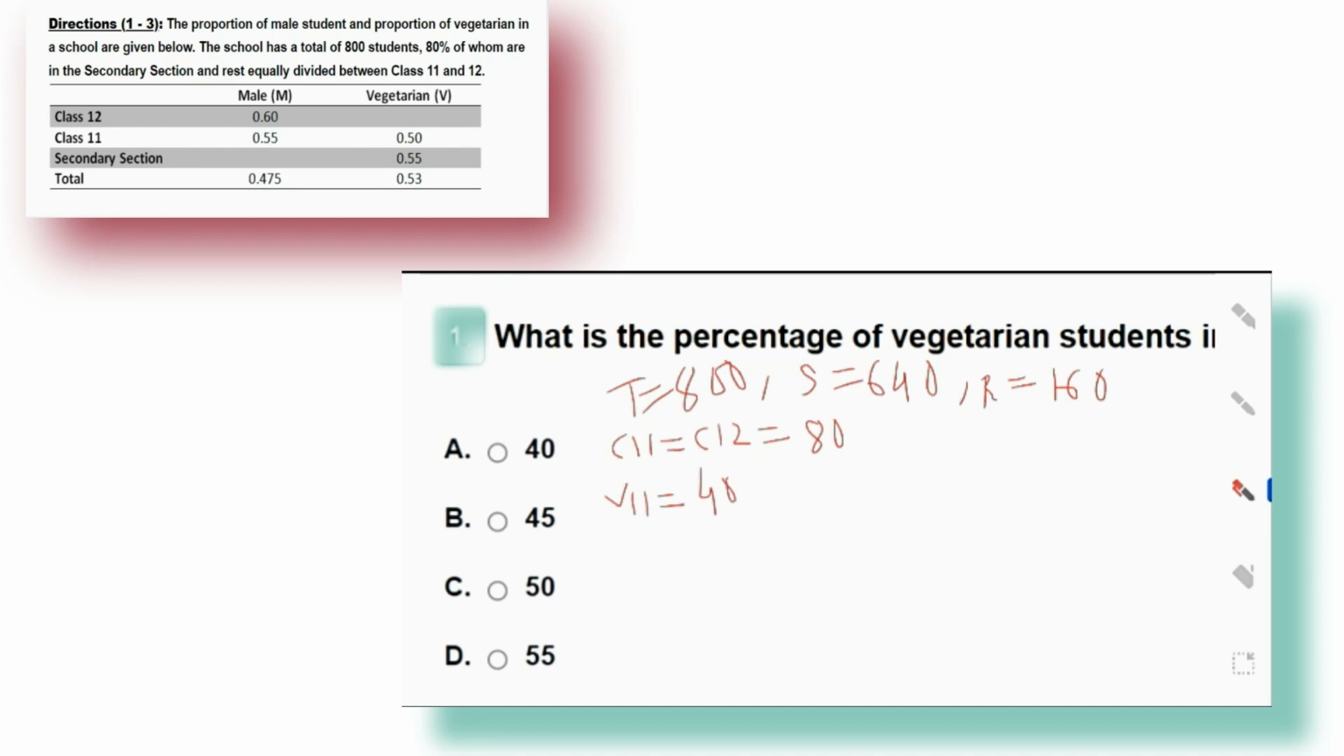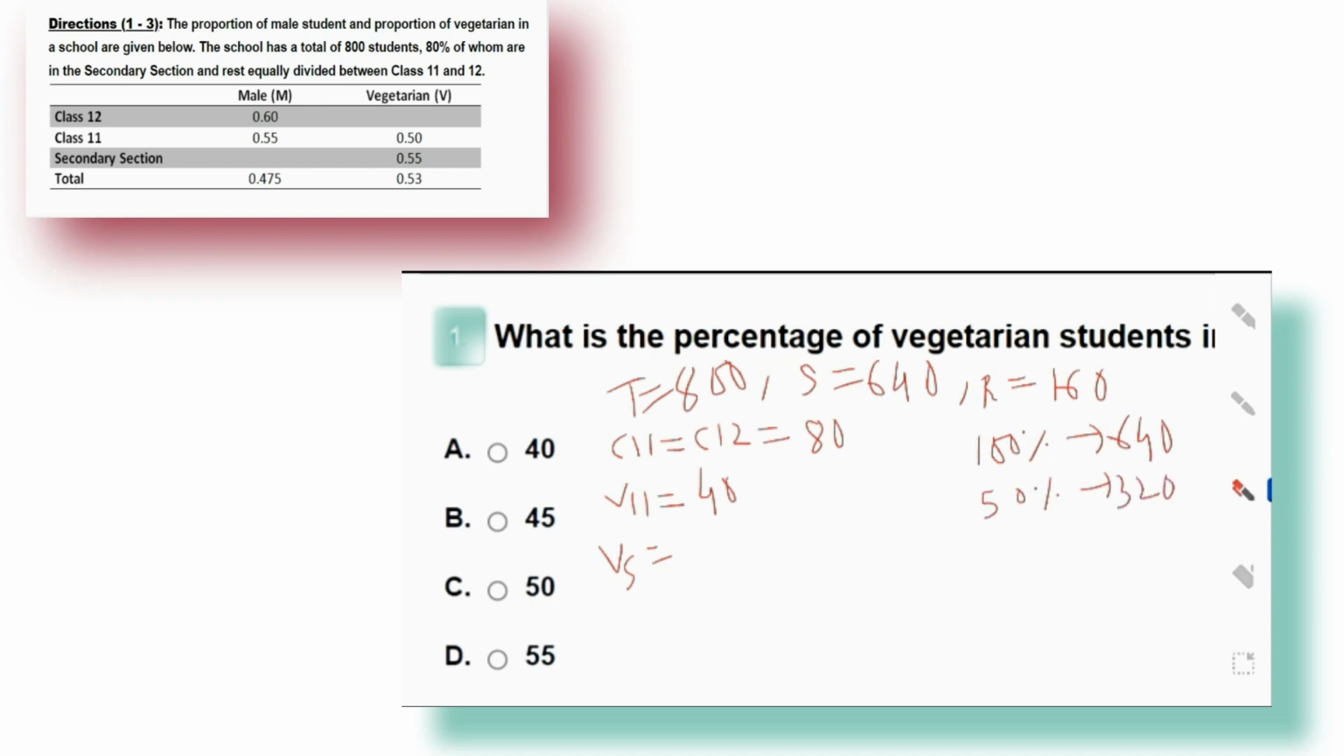And what is the secondary section's vegetarian count? That is 55% of 640. So how to calculate 55% of 640 very quickly? Okay, let me show it. So vegetarians in the secondary section is equal to 55% of 640. So to calculate 55%, what is the 100% of 640? That is 640, right? So what is the 50% of 640? That is half, right? So 320.